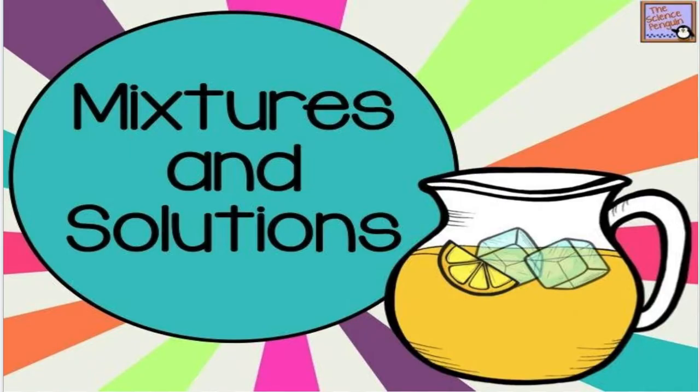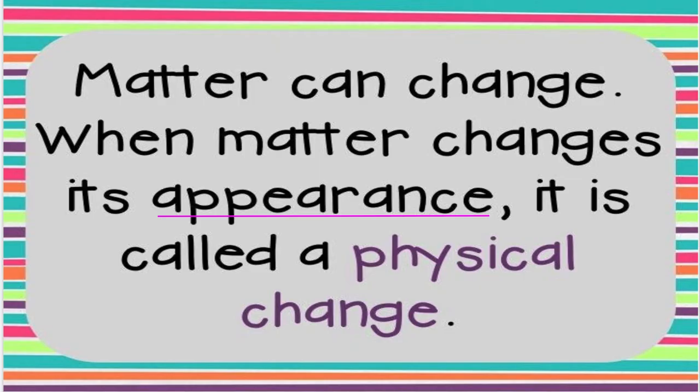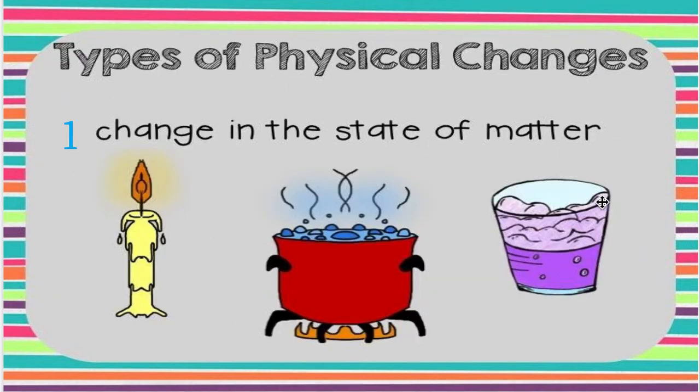All right, let's talk about mixtures and solutions. When matter changes its appearance, it's called a physical change. There are different types of physical changes. The first one is changes in the state of matter. So this one is going from a solid to a liquid. This one is going from a liquid to a gas. And this one is going from a liquid to a solid because it's freezing up top.